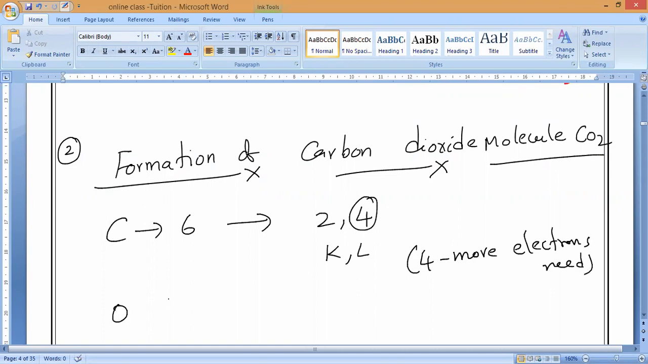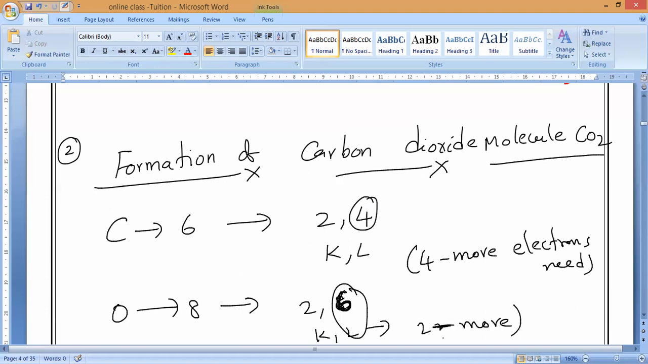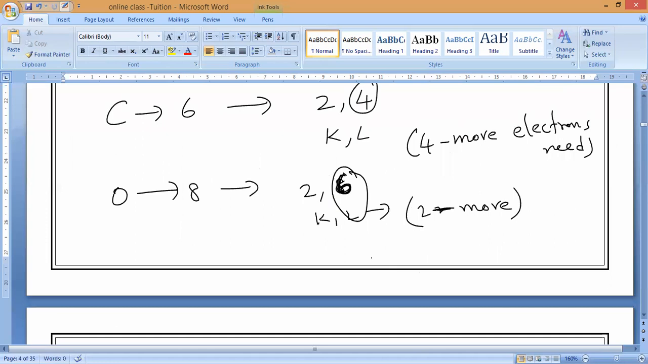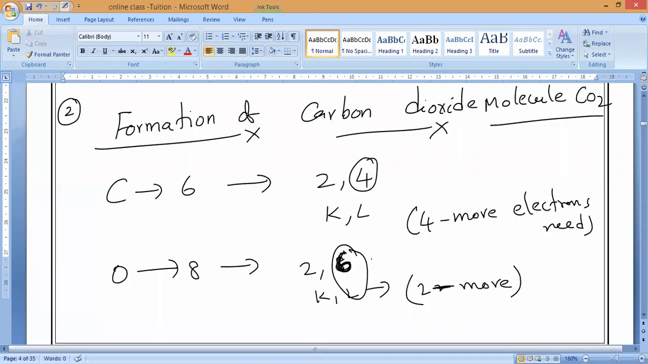Now oxygen, what is the valency? Oxygen is 8, so 2,6, K and L shells. So how many electrons are needed? 2 more electrons. But carbon needs 4 more. So how many oxygens will be involved? 2 oxygens. You should remember that.